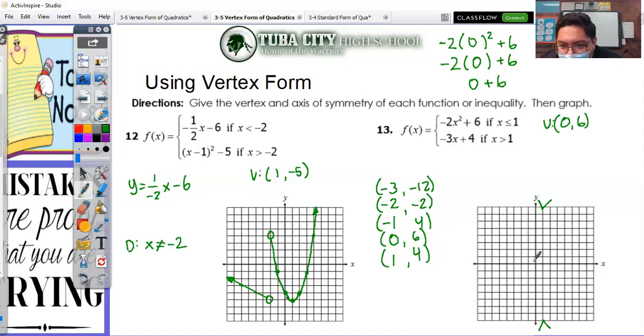So -3, -12. Okay, that's off the graph. -2, -2. -1, up 4. And then 0, 6. And then over 1, up 4. Now that falls right on my axis of symmetry. I'm sorry, my rule change line. So I know that if I put a point here, that might be the last I see of it on this side.